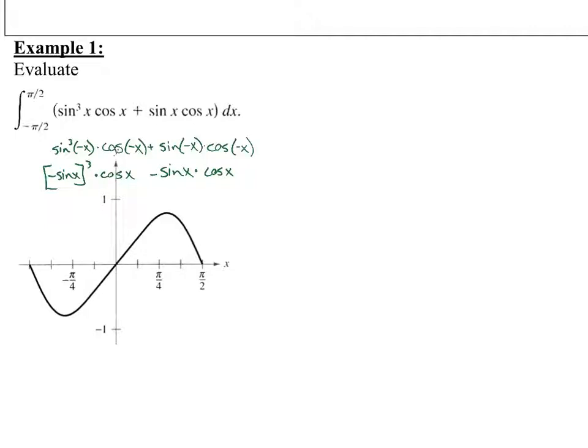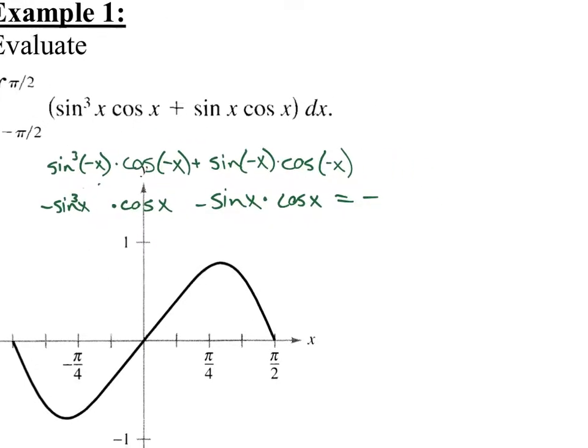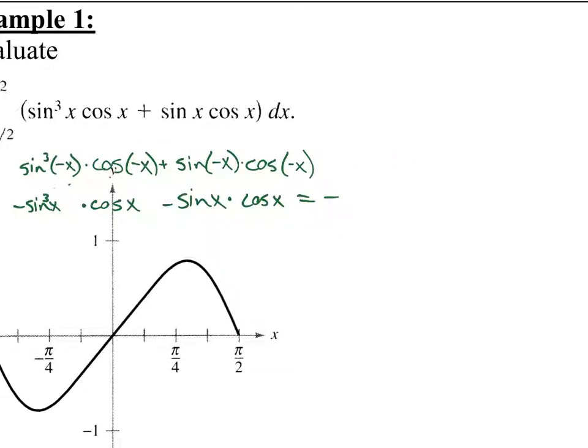Now, if I cube a negative, I get a negative. All right? So this is just negative sine cubed x. Okay? Well, if I factored out a negative 1, notice what I end up with.